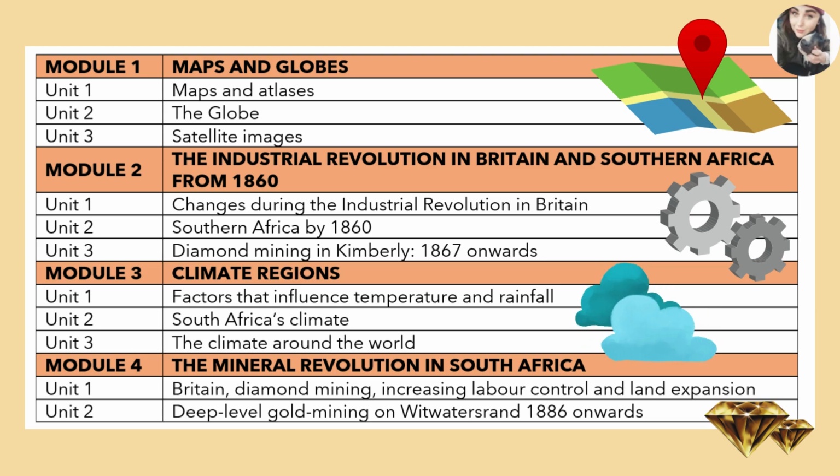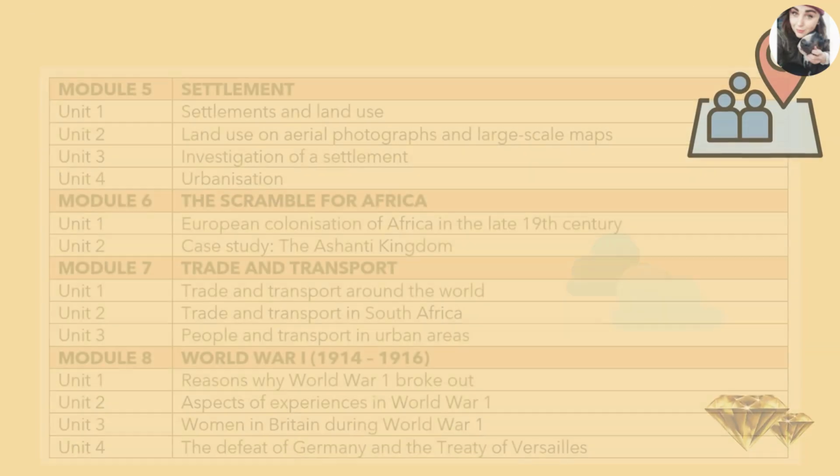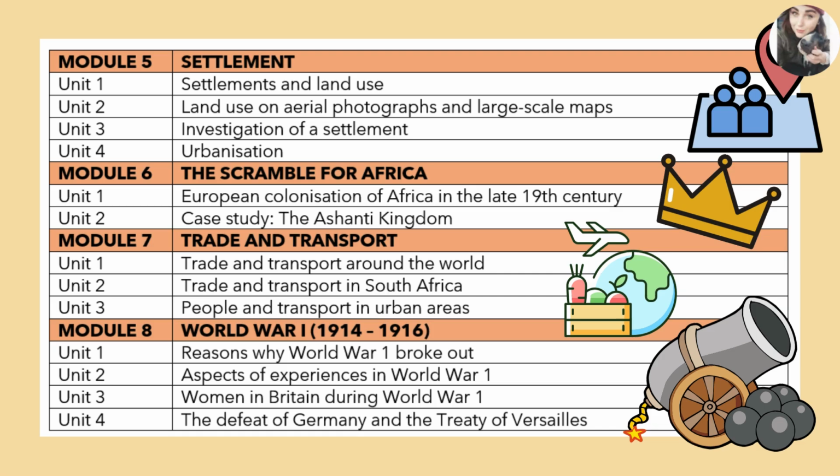You'll start noticing that it is first history, or my apologies, first geography and then history, and it bounces back and forth like that. Module 4 is then the Mineral Revolution in South Africa, again being our history component. Module 5 is a geography component, that being settlements. Then we've got the Scramble for Africa as Module 6 for this year. Module 7 is then Trade and Transport, and our final module for the year is World War I.